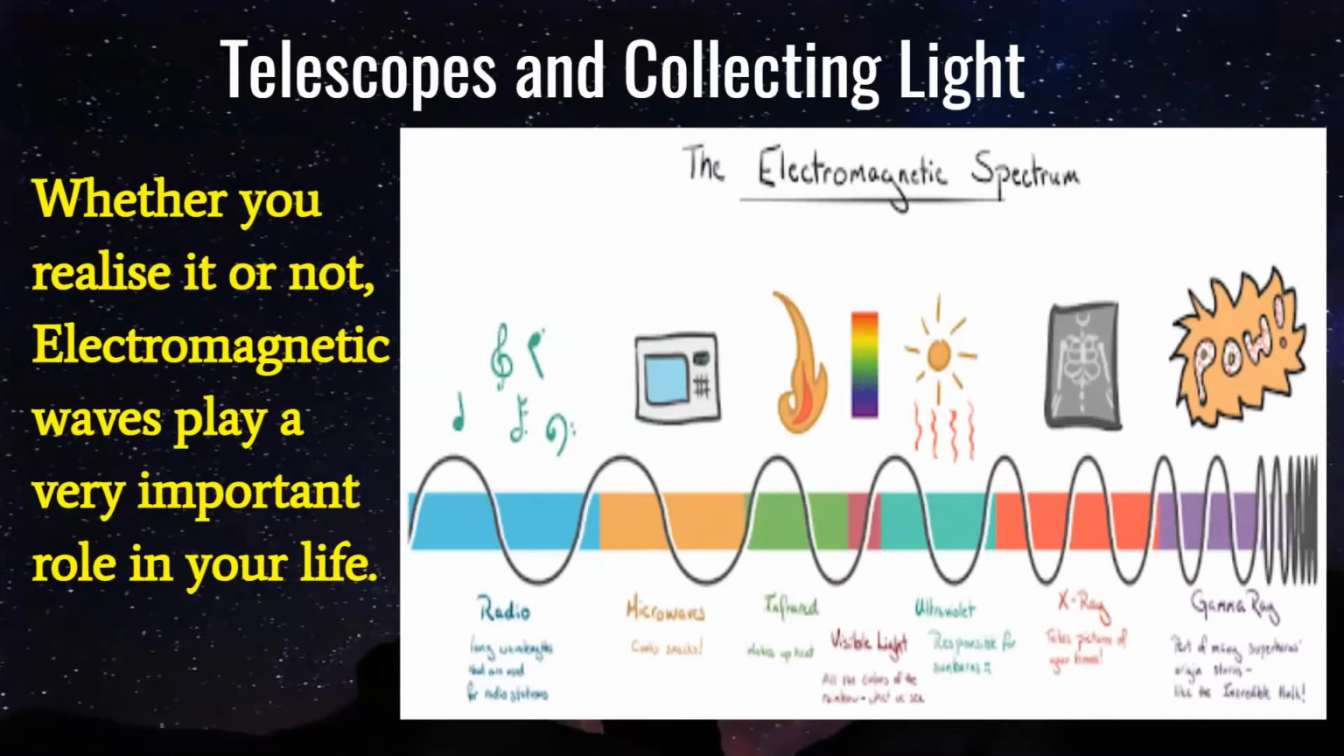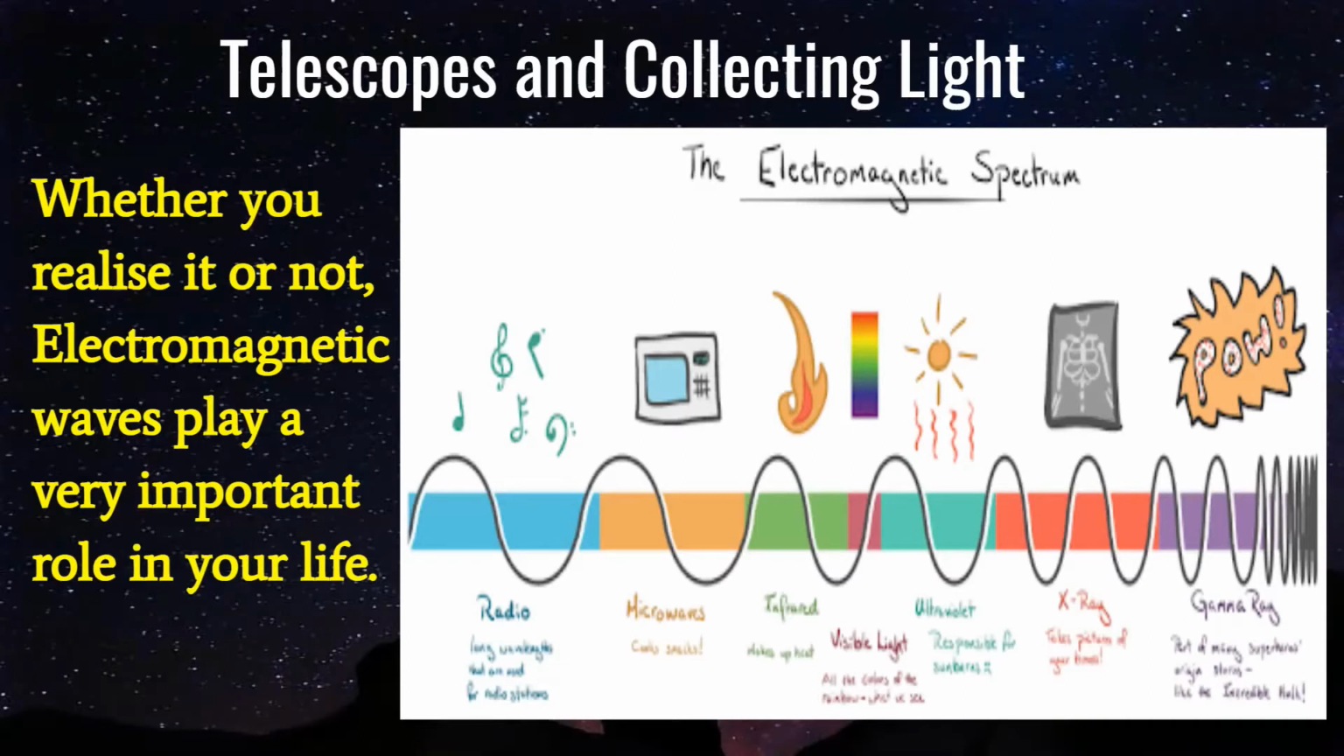Telescopes and collecting light. Whether someone realizes it or not, electromagnetic waves play a very important role in our lives. And these are the electromagnetic spectrum shown here. In our previous lessons, we learned about the various electromagnetic spectrum.